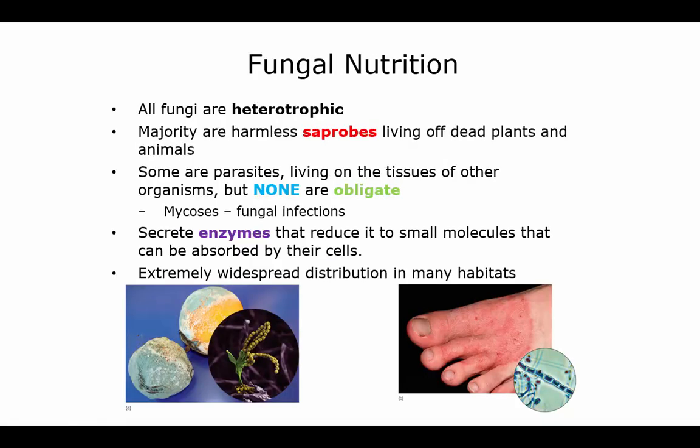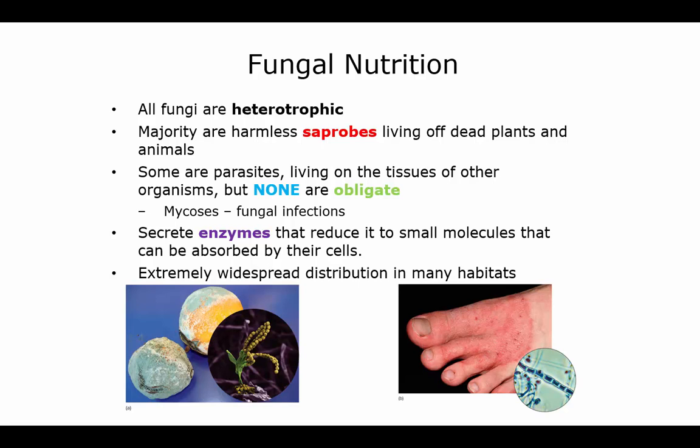Now, what do fungi eat? They're heterotrophs, so they can't make their own food. Most of them are saprobes, saprobic, which means they live off dead plants and animals. Some of them are parasites, though, and they live on the tissues of other organisms. But none of them are obligate, and that means none of them are restricted to a particular way of life. They can change.